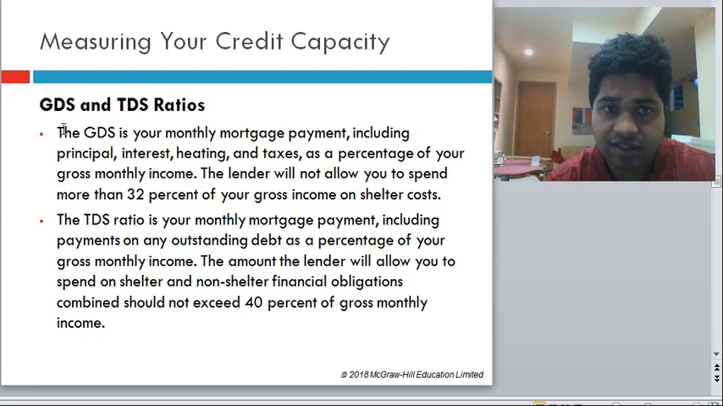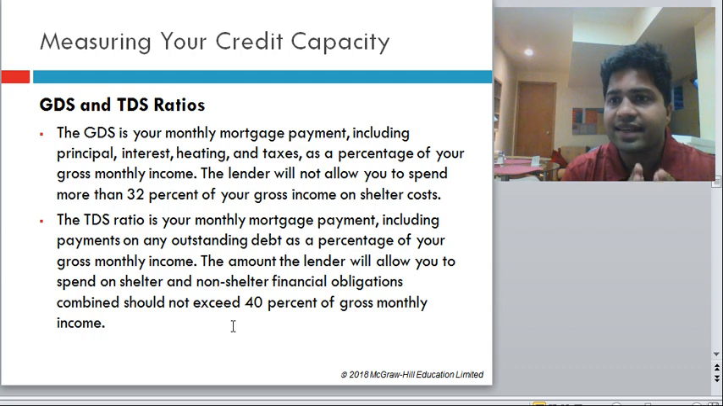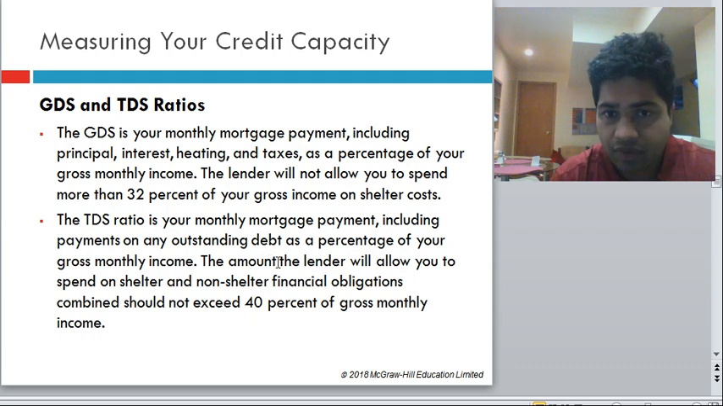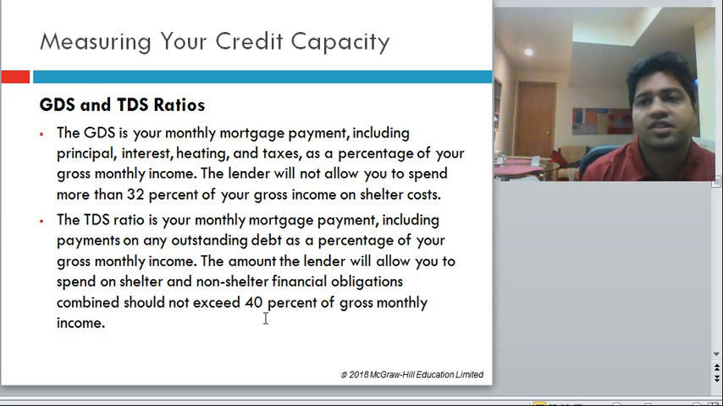TDS is another thing. So gross debt service ratio and total debt service ratio. The total debt service ratio is your monthly mortgage payment, including payments on outstanding debt, as a percentage of your income. So TDS considers all your debt, GDS considers only housing debt. The amount a lender will allow you to spend on shelter and non-shelter financial obligations should not exceed 40%.